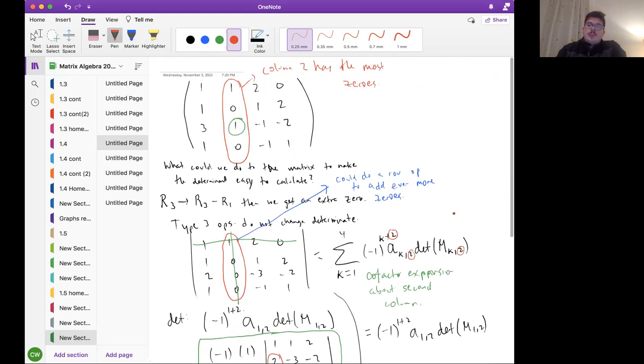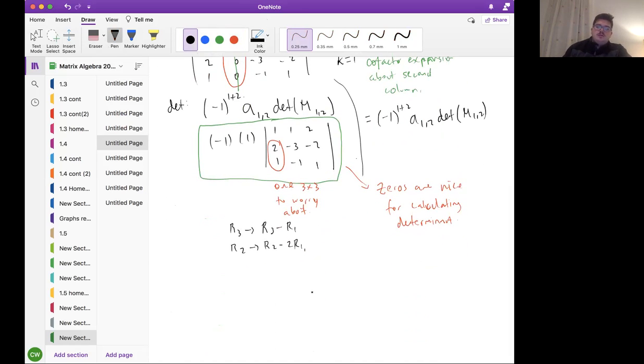In the beginning, that's what we did. We did row 3 minus row 1. But if you wanted to eliminate this entry, you could eliminate upwards if you wanted to. That's fine. I chose to eliminate this entry because I'm more used to having ones at the top and then zeros on the way down. But you could have chosen either one.